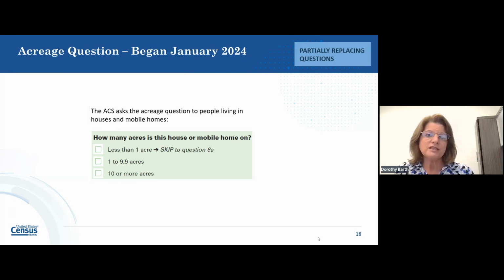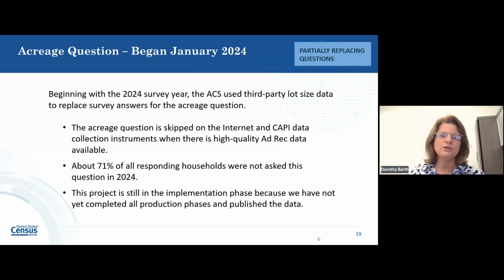The next project was implemented January 2024. This is an example of the acreage question that's on the survey. We began using third-party lot size data to replace survey answers for the acreage question. It was skipped in 2024 on the internet and CAPI data collection instruments when we have high quality ADREC data available.